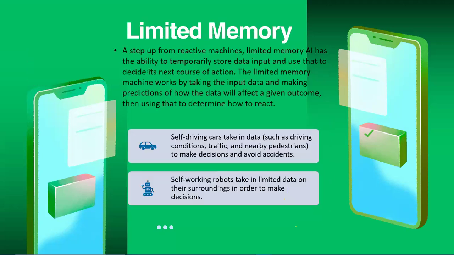Now, the next type of artificial intelligence is the limited memory AI, right? Now, with the limited memory AI, it has a limited amount of memory, right? So it has the ability to store previous data, which means it is able to learn from past mistakes or past tasks. An example is self-driving cars, right? They are able to study the data.